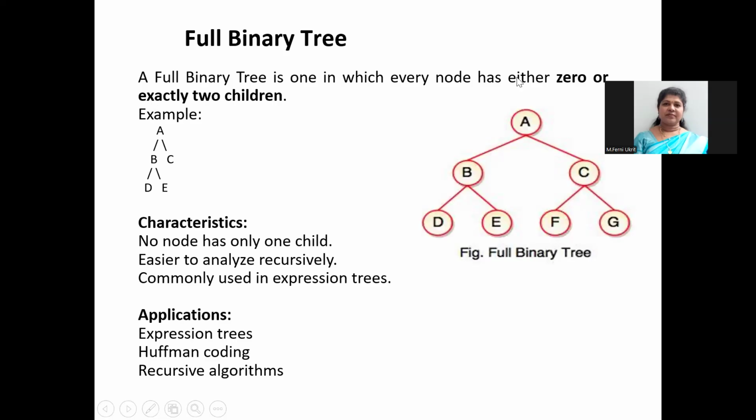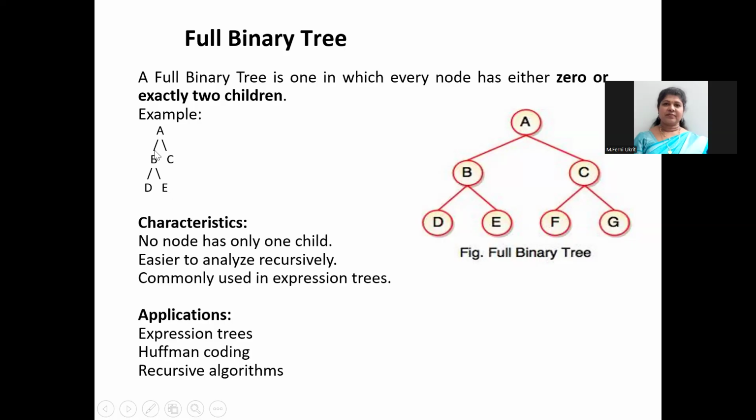A full binary tree will have either 0 or exactly 2 children. See, for C there is no children, so it can be like that also. Or else A is having 2, B and C, as the children. B is having D and E as the children. So either 2 children or 0. Now, the characteristic is that no node can have only one child. And it is easier to analyze recursively.